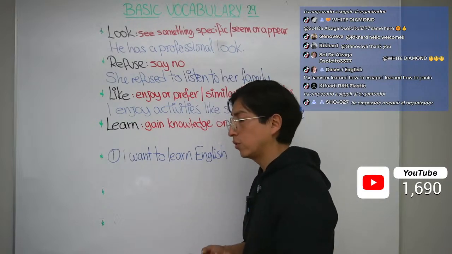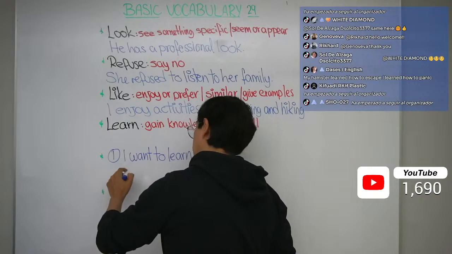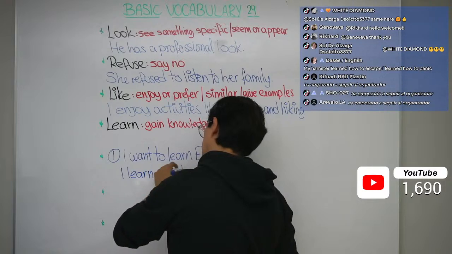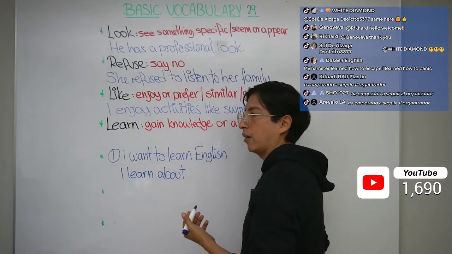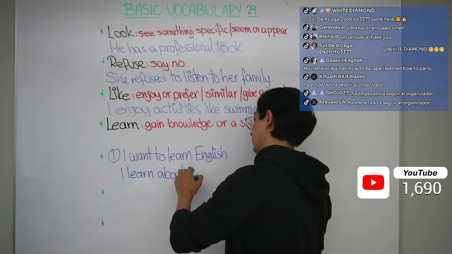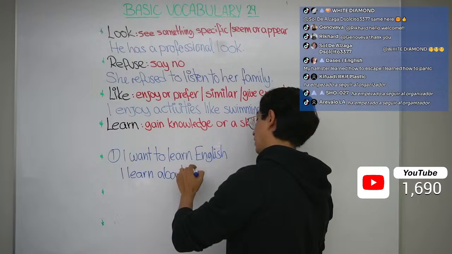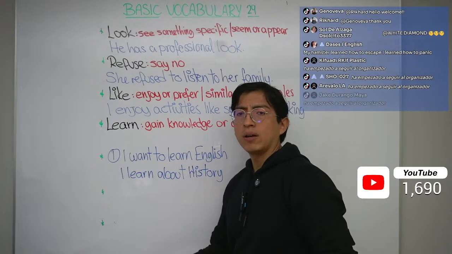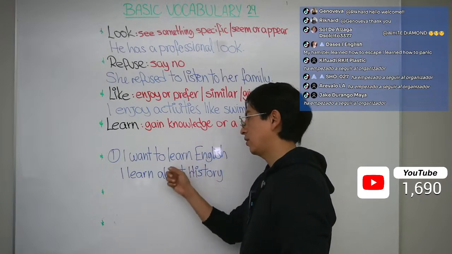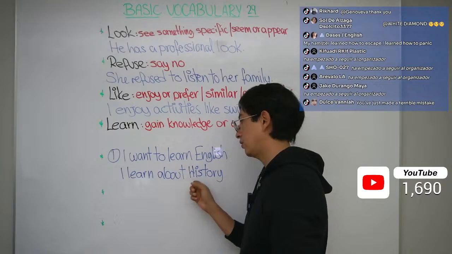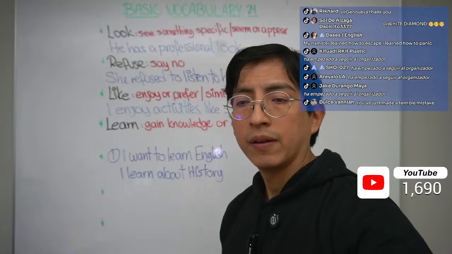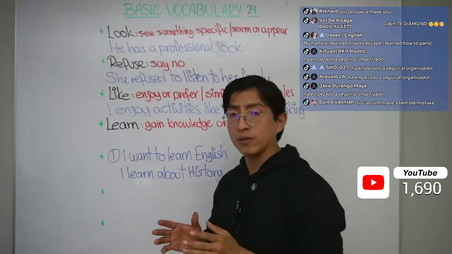Now, the first preposition we're gonna use is this. For example, I learned about history. Okay, about history. Now what is the difference here, guys? I learned history, or I learned about history.